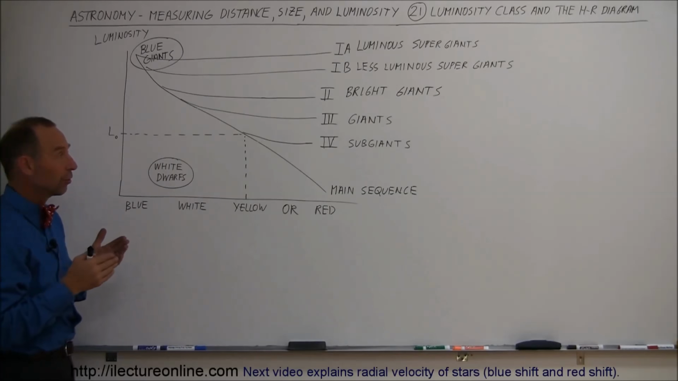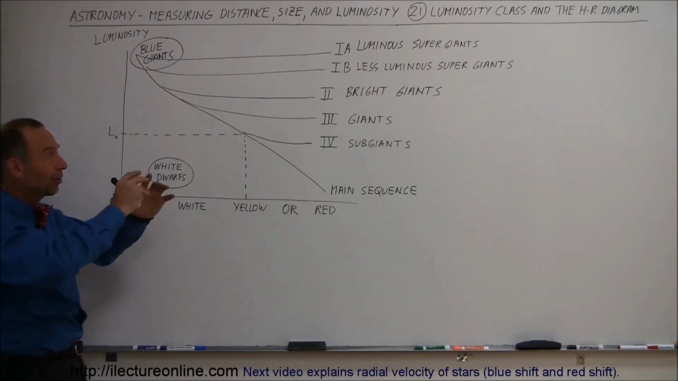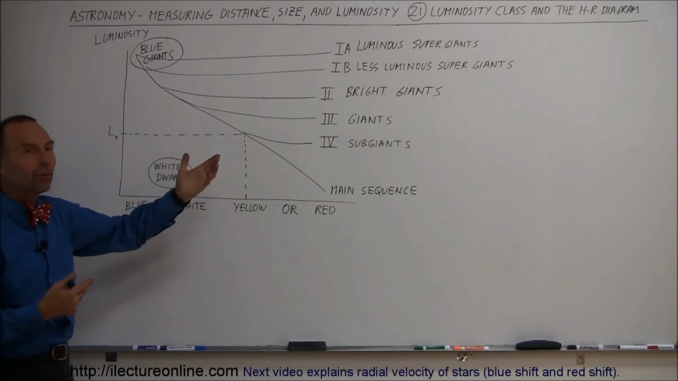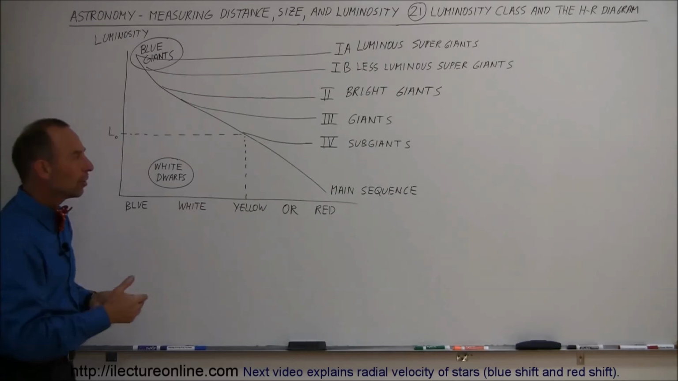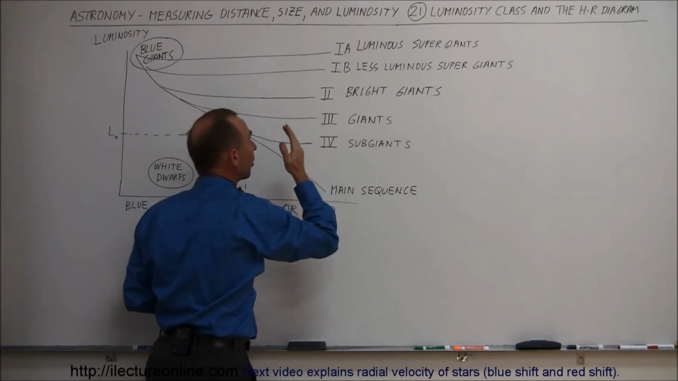There are a number of stars that are giants. Some of them are small giants, they call them subgiants. Some are regular giants, some are bright giants, some are supergiants. And of those, there's the very luminous supergiants and the less luminous supergiants. And you can see that there's a large difference in the luminosity of these stars, and they all are red.